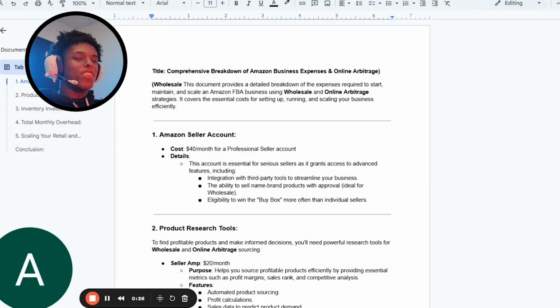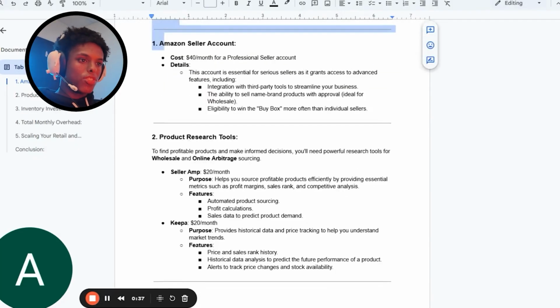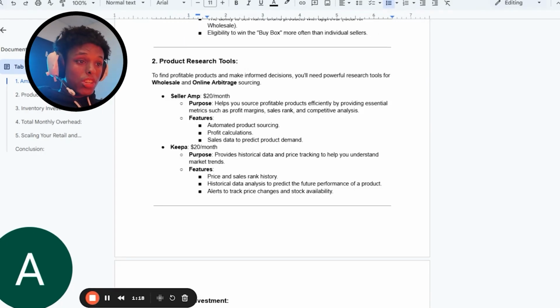You pay $1 for every unit sold. So if you sold 40 units in 1 month, it would be the same as just paying $40 a month for the professional account. Please get a professional account. Individual account, you can't even win by bot. Like, it's a no-brainer. This is not even a question. You're gonna need a professional account. So that's $40.